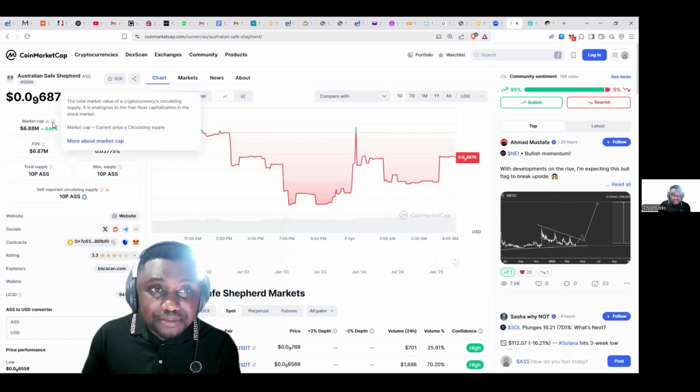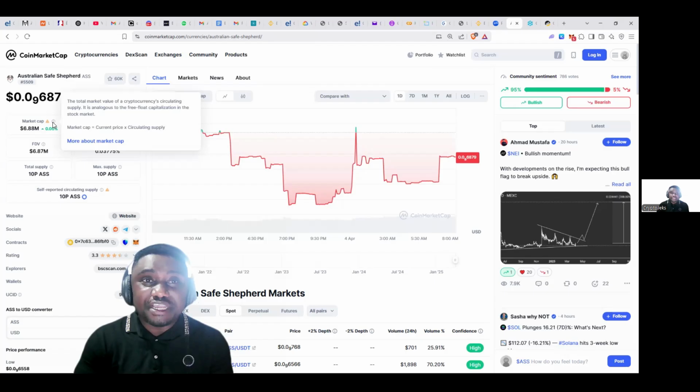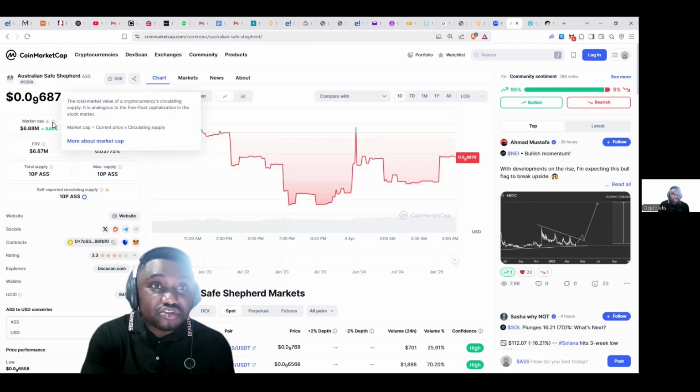You can look at the caption here. It says it is the total market value of what? Of a cryptocurrency's circulating supply. It is analogous, it is synonymous, to the free-floating capitalization in the stock market. So this is the total value of the cryptocurrency's circulating supply.